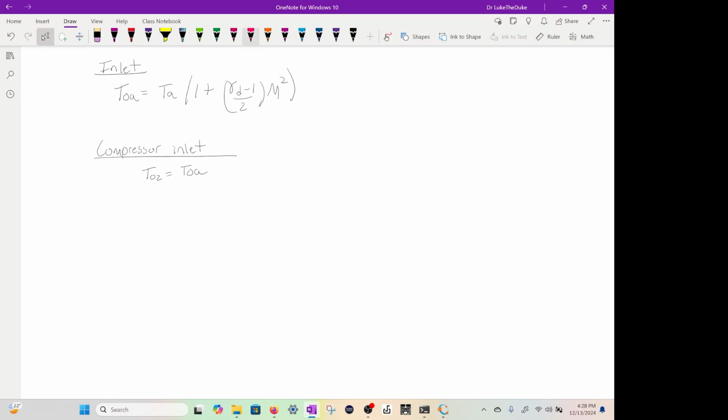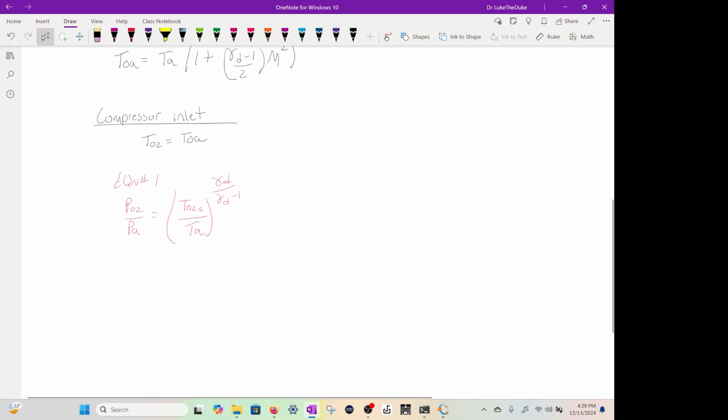We have two equations that we're going to start with. We have equation 1, which is P naught 2 over P A equals T naught 2S over TA, raised to the gamma D over gamma D minus 1. Again, isentropic equations, all right, because it's at the end of the diffuser. And again, we're including these S values because we're trying to get as close as we can to realistic. That's why it's T naught 2S.